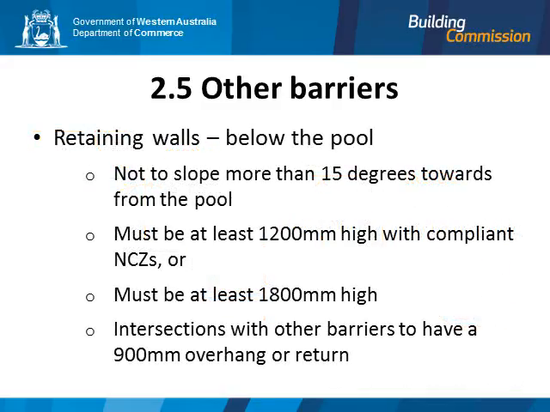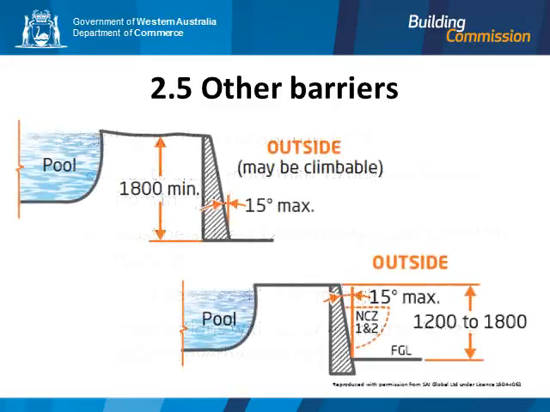For retaining walls located below the pool area, they must not slope more than 15 degrees towards the pool. If the retaining wall forms part of the barrier to the pool, there are two options. It must be at least 1.8 metres high, or it must be at least 1.2 metres high if it has compliant non-climbable zones. Under the old standard, the requirement was 2.4 metres, or similarly 1.2 metres high and non-climbable.